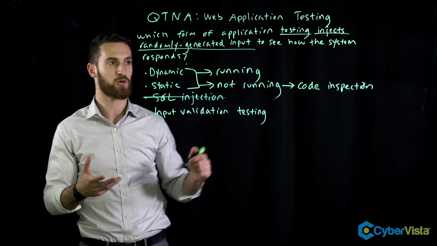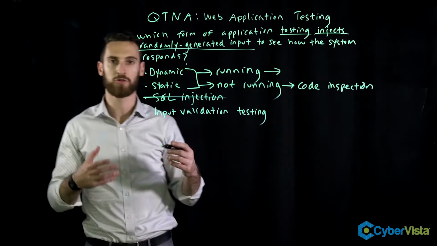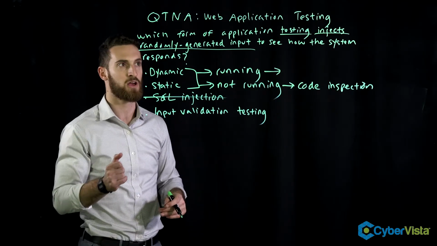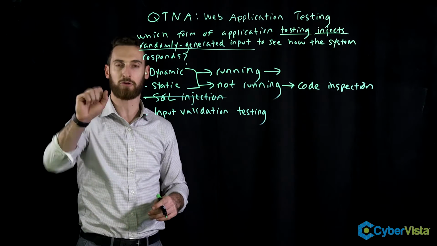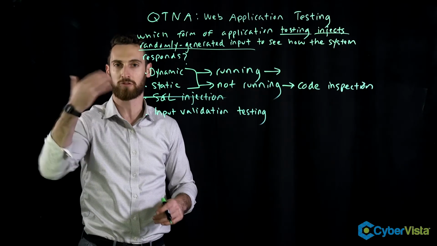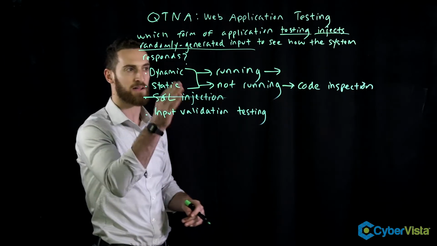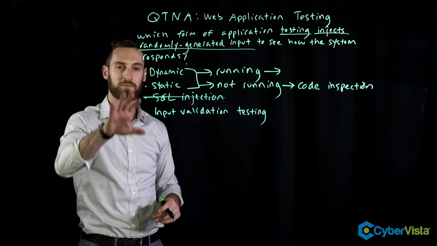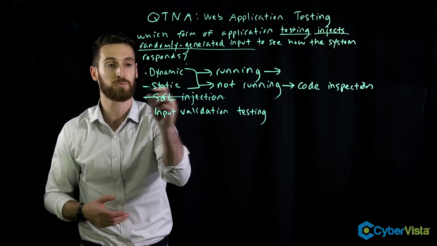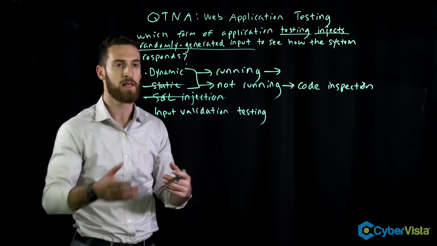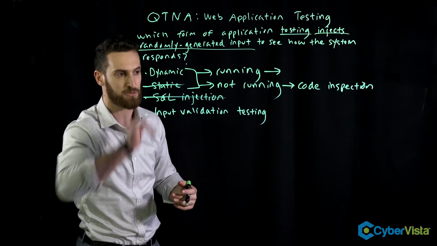Now, dynamic is, of course, you run the application and you do some sort of test to it while it's running. So here's the question for you guys. If we're going to do fuzz testing where we input things to see how the application responds, is that dynamic or static? Well, again, we're not doing code inspection, right? We're putting something in to see how the system responds. It has to be running for us to complete this test, okay? So now we're left between dynamic and input validation.